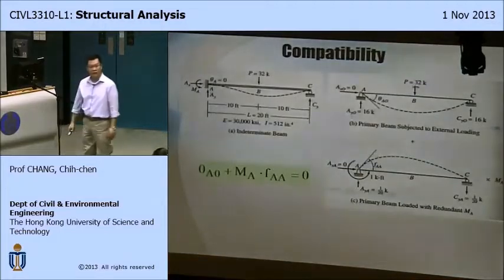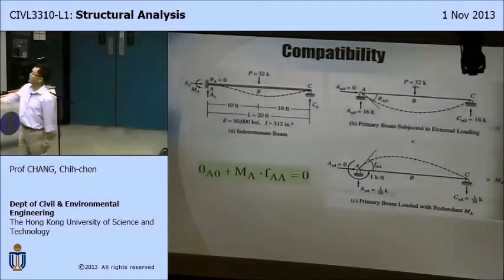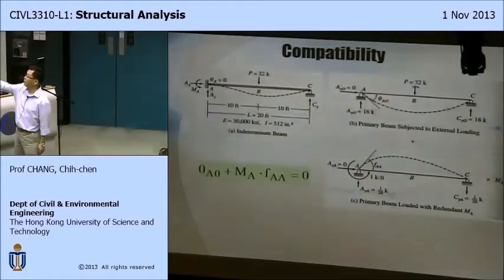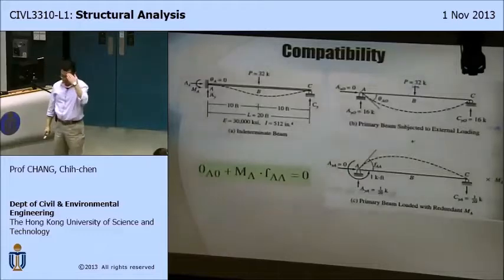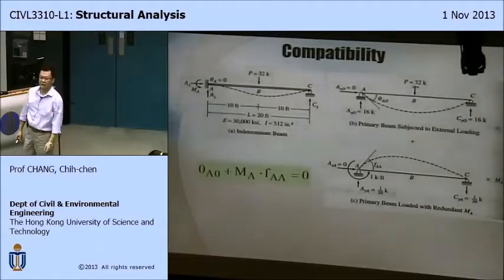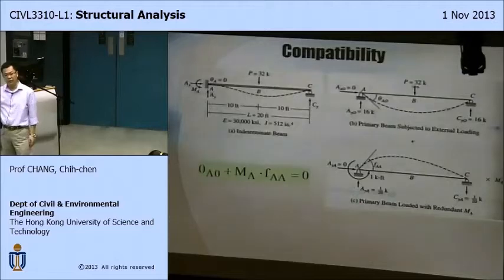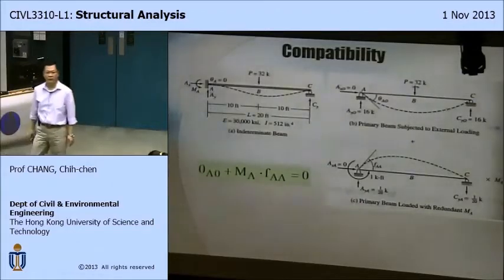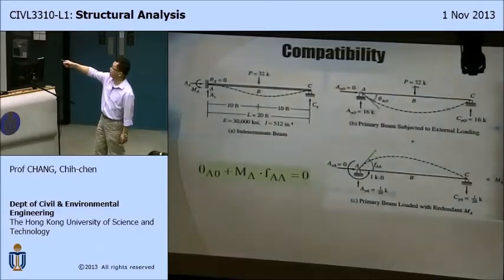Now, it's not unique. Of course, you can choose other redundant force. So for instance, you can choose the bending moment there as your redundant force. So you first remove that redundant force, calculate the effects of the external force, and then remove that external force, apply the redundant force backward. So this is removing the redundant force.